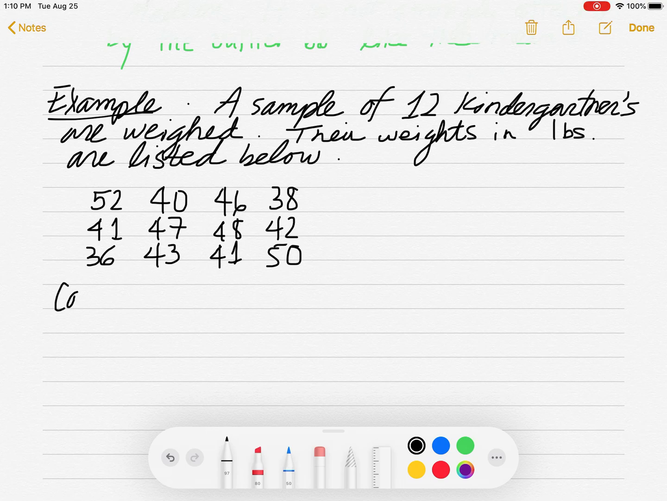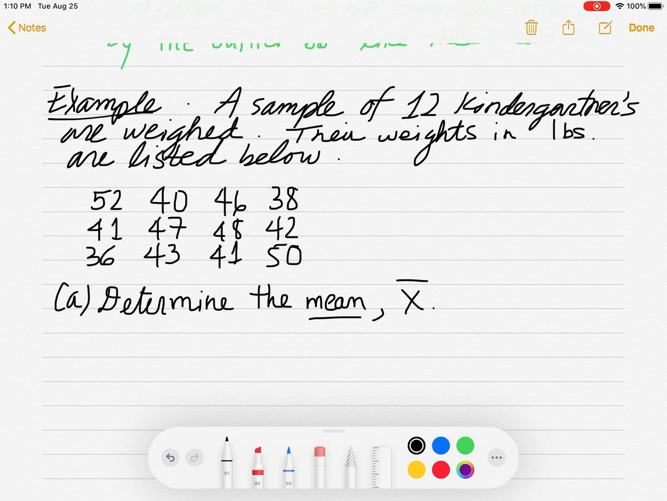So part A, we want to determine the mean, also known as the average, X bar. So what am I going to do? I'm going to write X bar is equal to the sum, that symbol means sum, of all the X values divided by N. So let's add up those numbers.